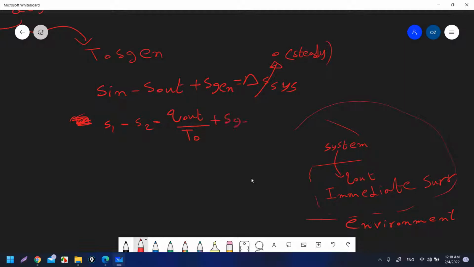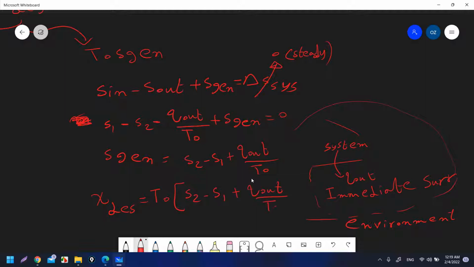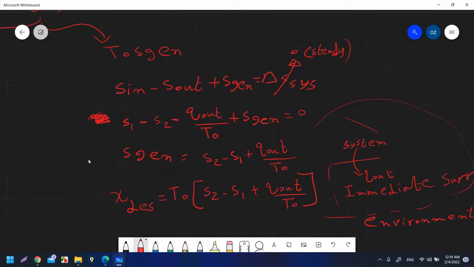Plus S generation equal to 0. So S generation will equal S2 minus S1 plus Q out over T naught. And the exergy destroyed is equal to T naught S generation, so it is T naught times S2 minus S1 plus Q out over T naught. Okay, that's the usual one. There is a rarely used one.